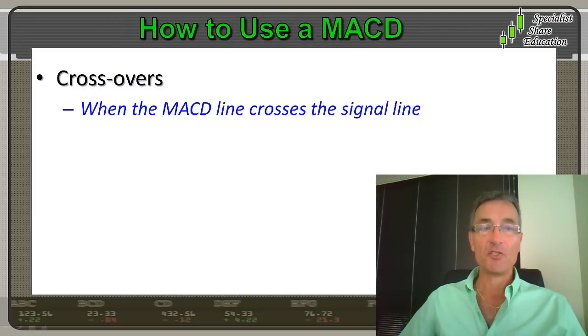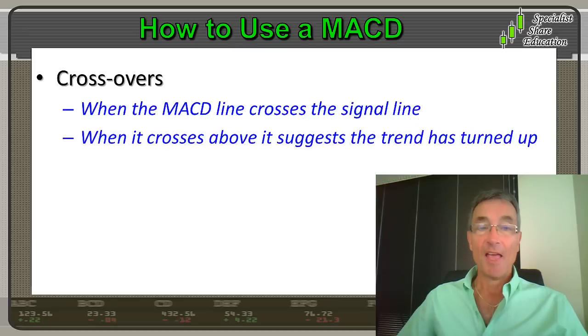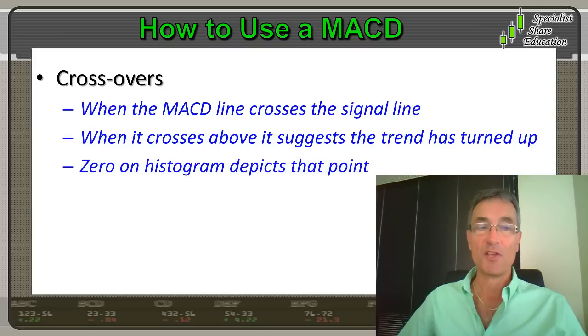Now the first way is to use it when the two lines, the MACD line and the signal line, actually cross over. So that is one way to use it. And when the MACD line crosses above the signal line, then it suggests that the trend has turned up. So it's a pretty simple concept, and that represents zero on the histogram, is that point. And of course, when the trend is turning down, then you'll get the MACD line turning down through zero.